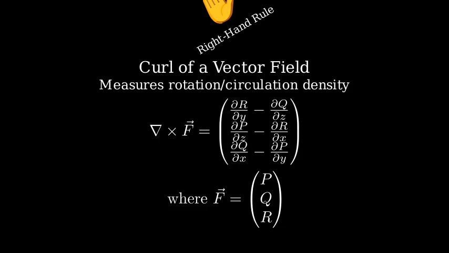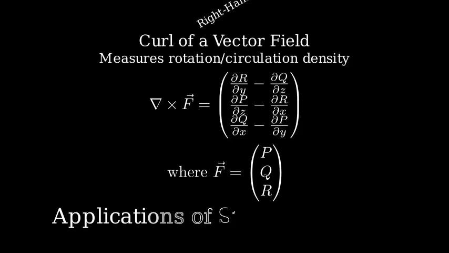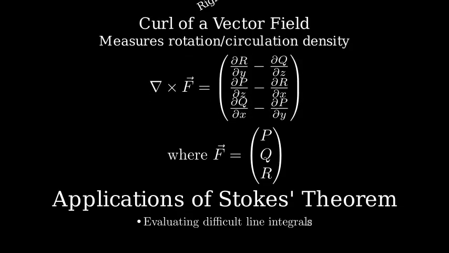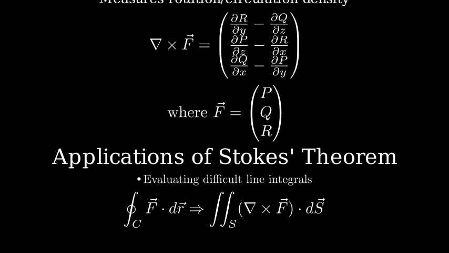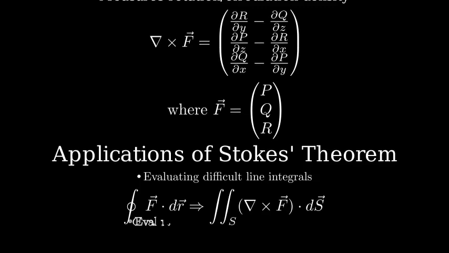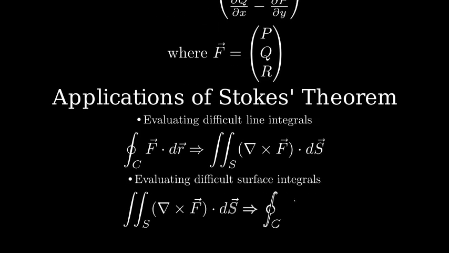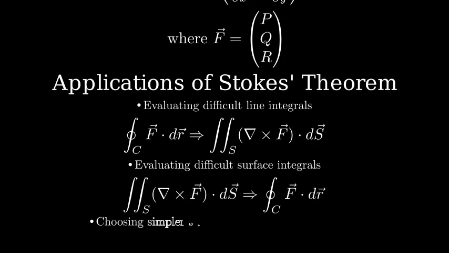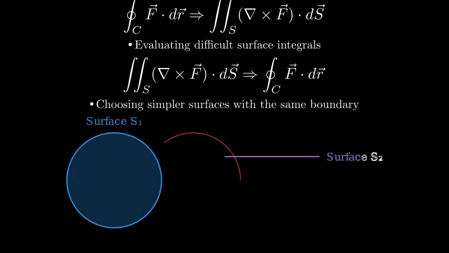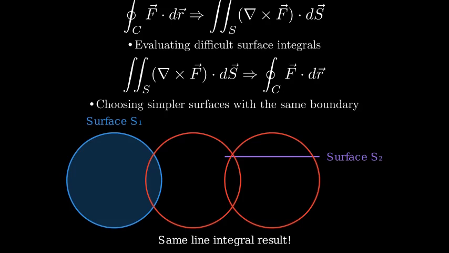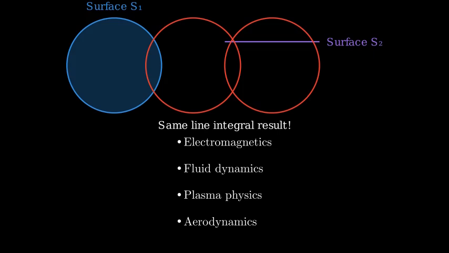Stokes' theorem has several important applications and benefits. One major application is evaluating difficult line integrals. If a line integral around curve C is hard to compute directly, Stokes' theorem lets you convert it into a surface integral, which might be easier. Conversely, if a surface integral is challenging, you can convert it to a line integral instead. An important advantage is that you can choose any surface S that has the same boundary curve C. This flexibility allows you to select the surface that makes your calculations easiest. In physics, Stokes' theorem is fundamental to understanding electromagnetic fields, fluid dynamics, and many other phenomena where we need to relate circulations to curls.